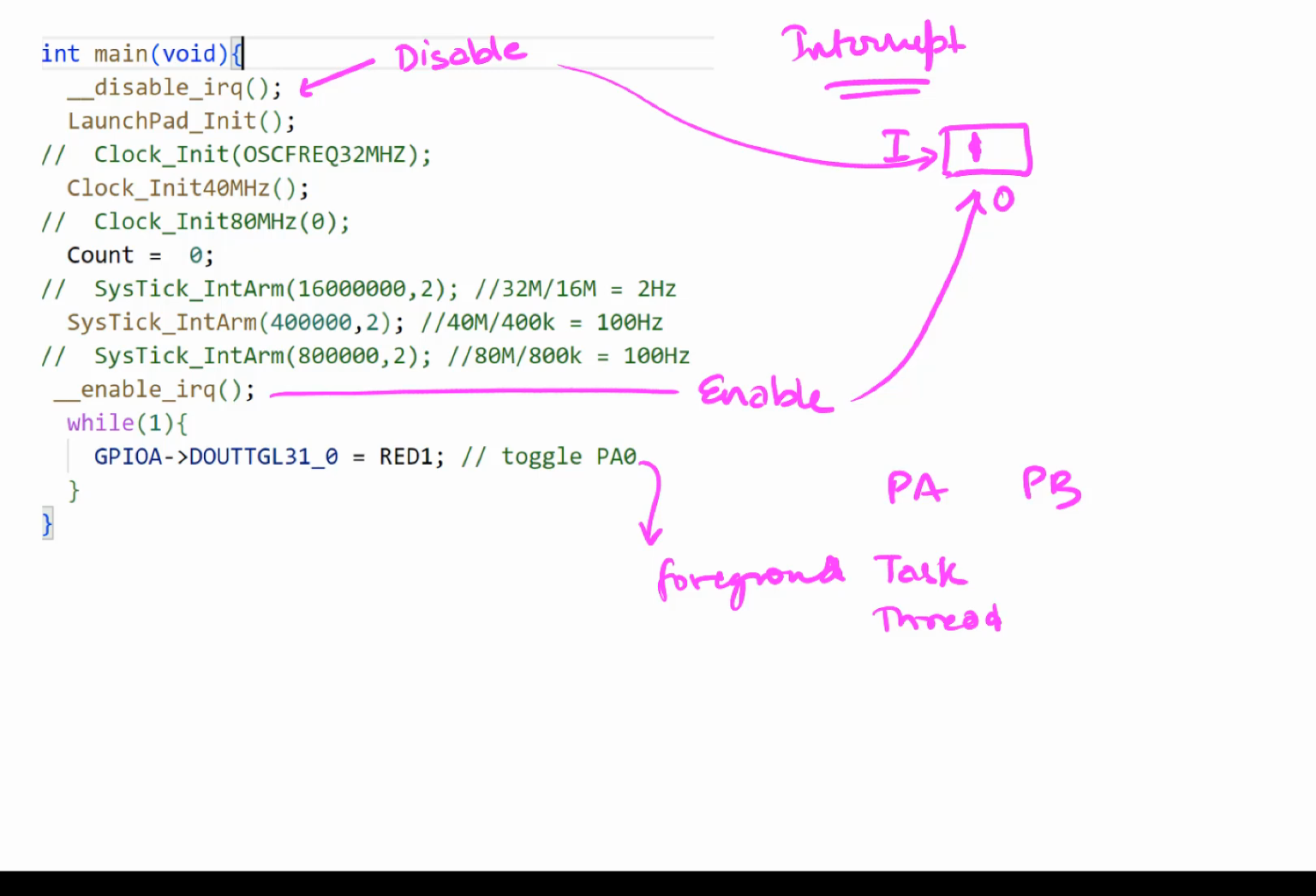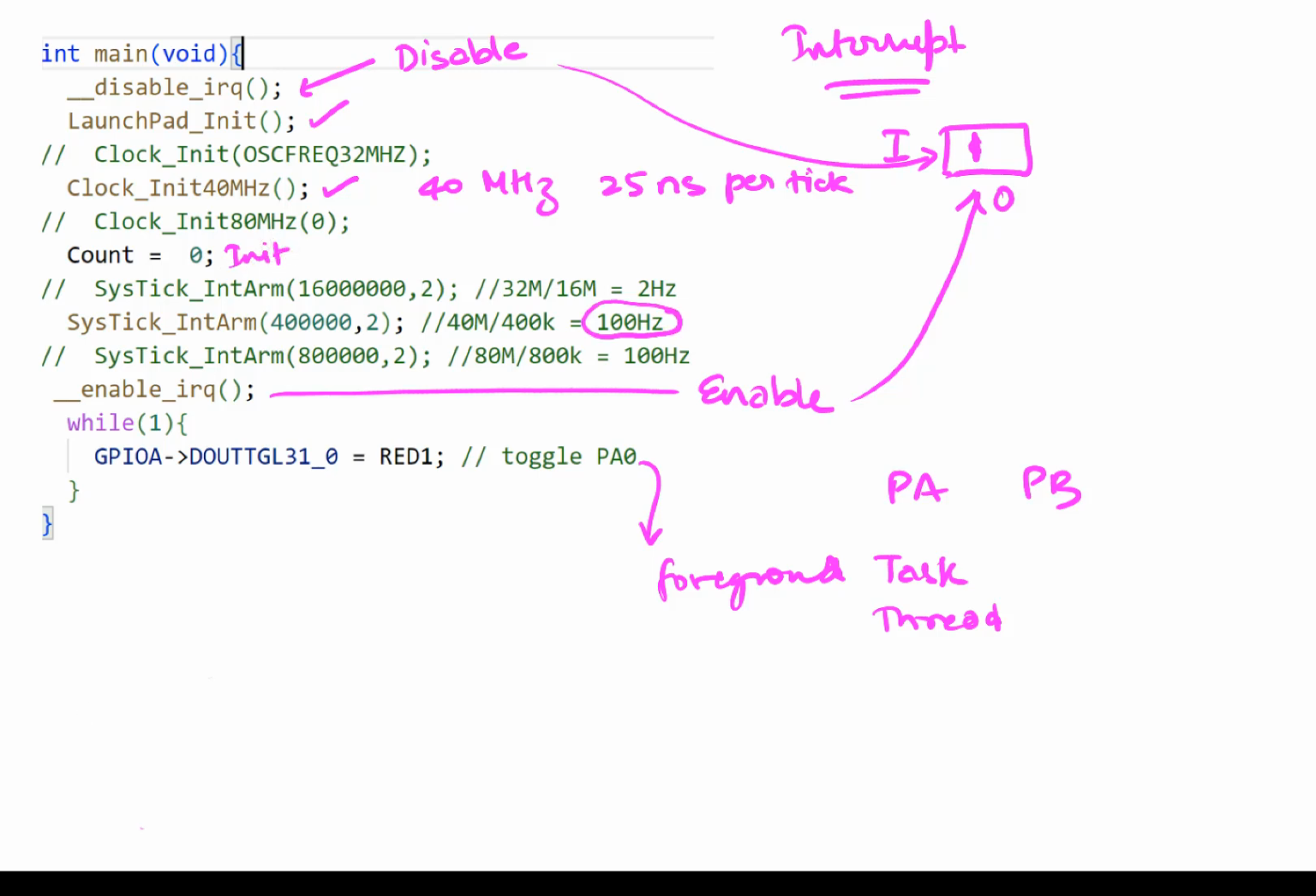We're going to do a few other initializations. There are some commented lines here, but let's focus on the main things. After we've initialized our launchpad, we're going to start our clock. Right now in this example, our clock is at 40 megahertz, so it's 25 nanoseconds per tick and not 12.5 nanoseconds. Here's our count. We declared it globally, and here we're initializing it to 0.